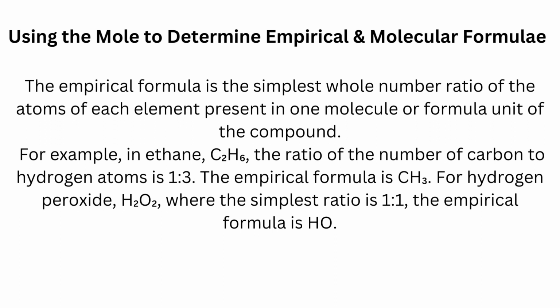Using the mole to determine empirical and molecular formulae. The empirical formula is the simplest whole number ratio of the atoms of each element present in one molecule or formula unit of the compound. For example, in ethane C2H6, the ratio of the number of carbon to hydrogen atoms is 1:3. The empirical formula is CH3. For hydrogen peroxide H2O2, where the simplest ratio is 1:1, the empirical formula is HO.